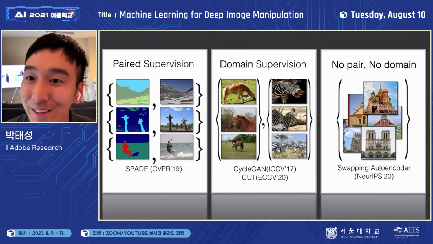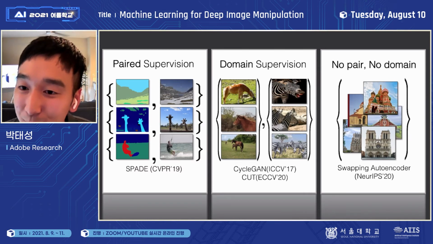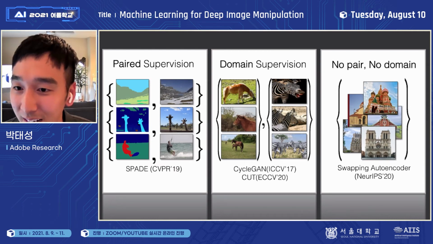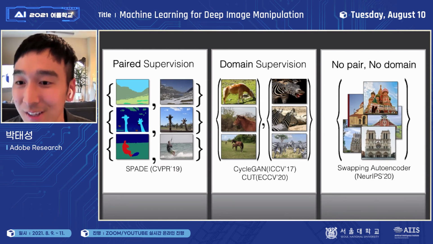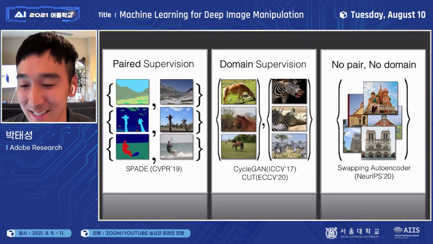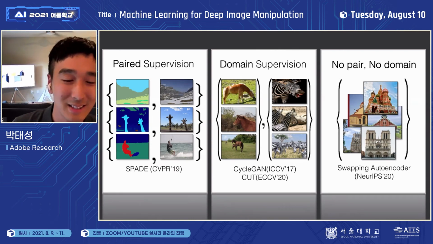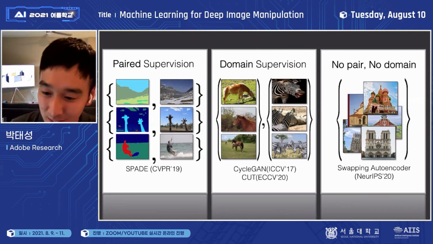I think there was one question on chat on Zoom. The input layouts for training is generated by segmentizing real images. Yes, so I think this question is referring to the SPADE method.